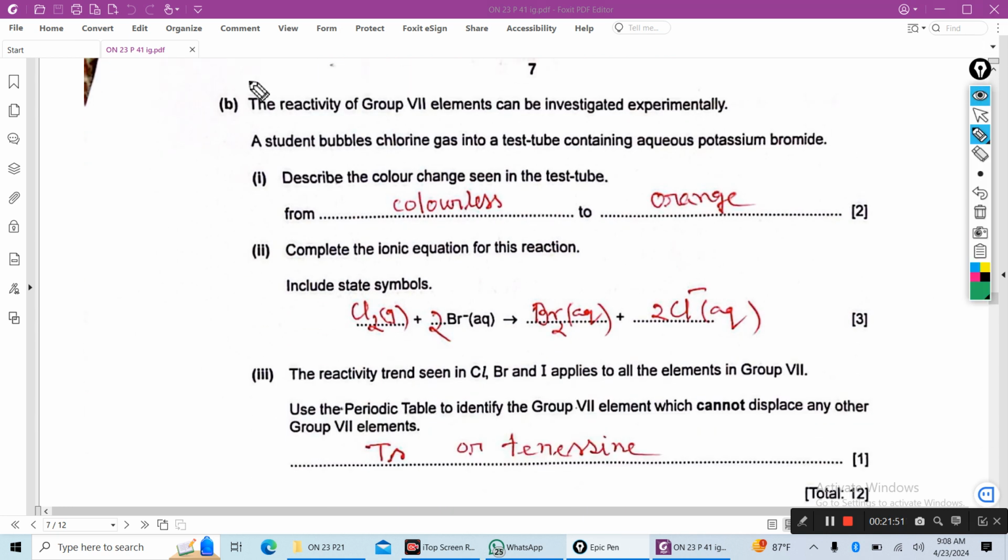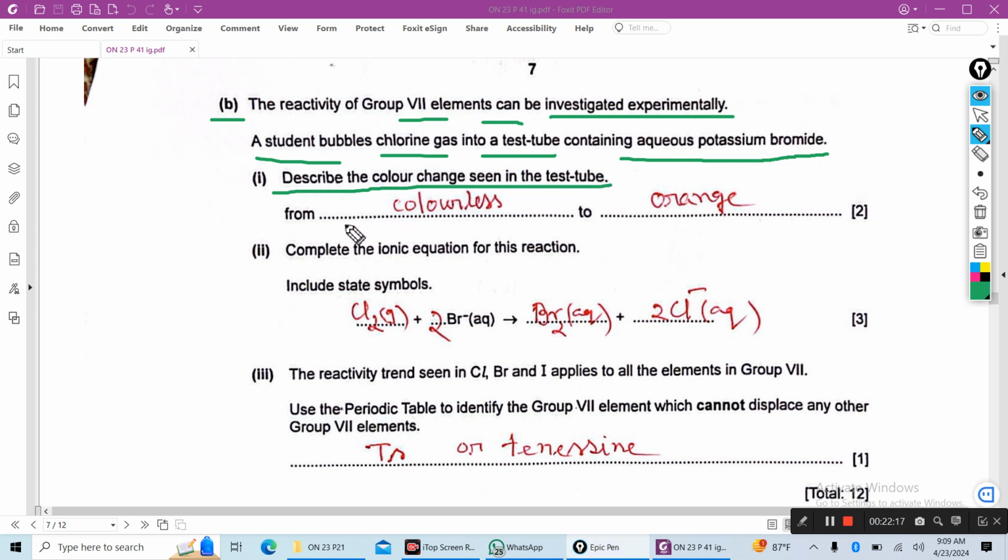Next, B. The reactivity of group 7 elements can be investigated experimentally. A student bubbles chlorine gas into a test tube containing aqueous potassium bromide. Describe the color change seen in the test tube. From colorless to orange.